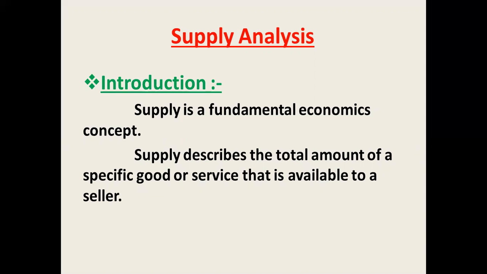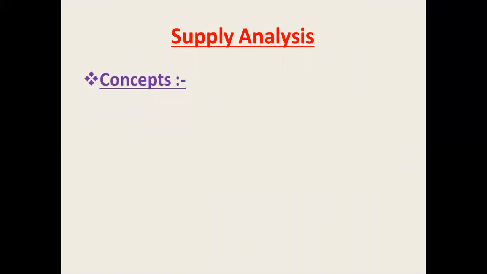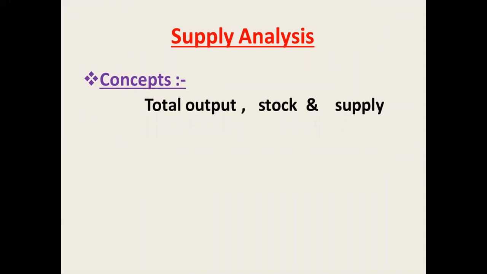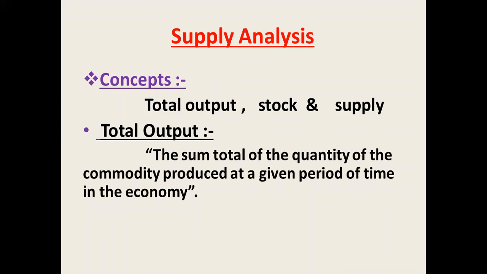So let's discuss the next point: the concepts of total output, stock and supply. These are the three concepts which explain the real situation of the market, the real situation of production, and also the real situation of commodity supply. The first is the total output, the second is the stock, and the third, most important, is supply. So let's come to the first point, the concept of output.